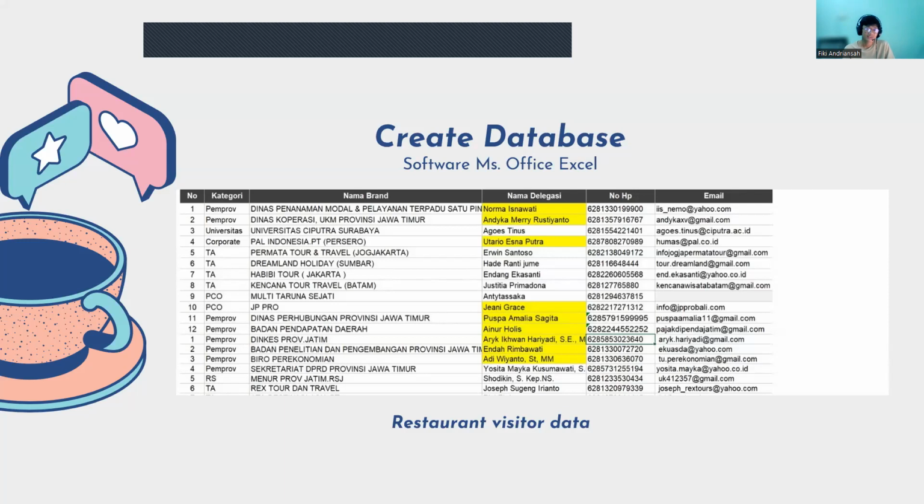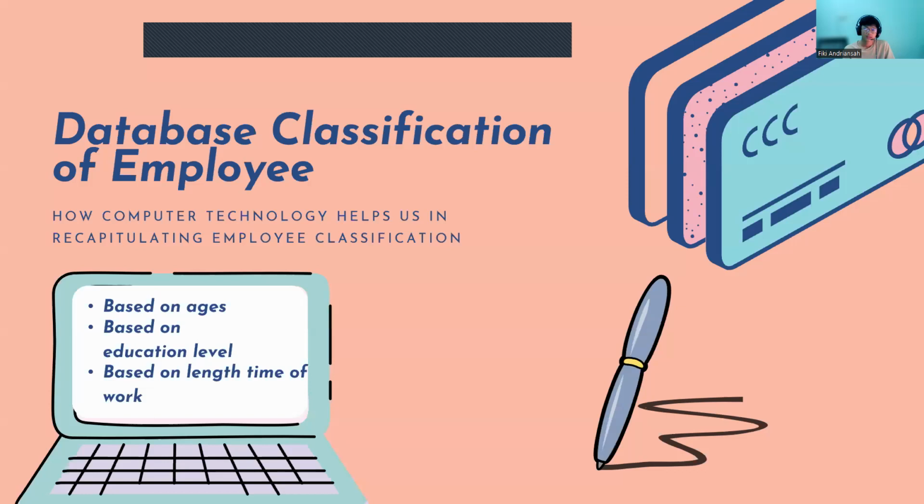And in this case, we make the restaurant visitors data. Okay, so guys, we already have database classification of employee. We use this kind of thing as an advantage to use the computer to make every single activity in our internship days easier. And of course, we will know about how computer technology helps us in recapitulating employee classifications.